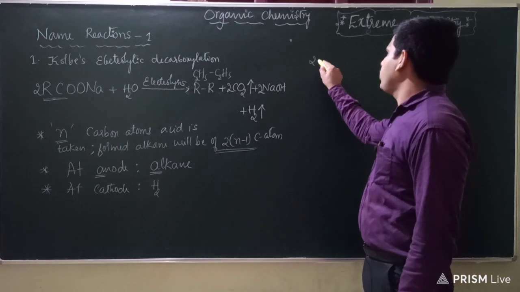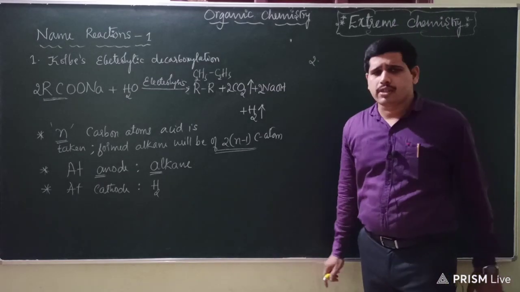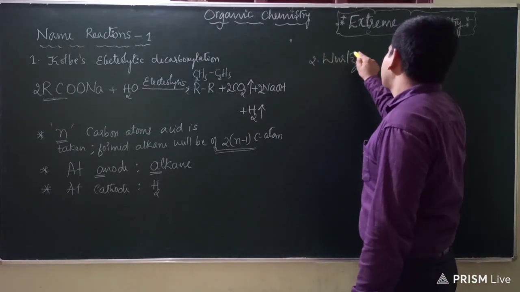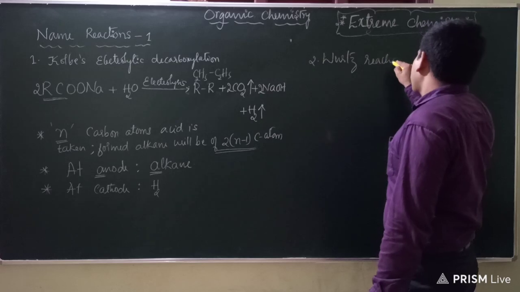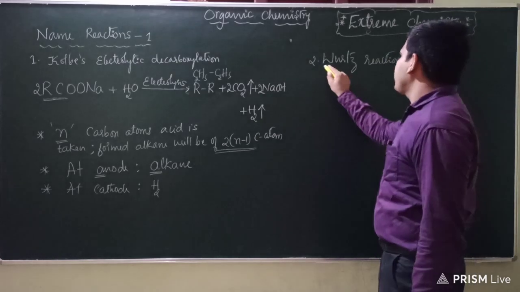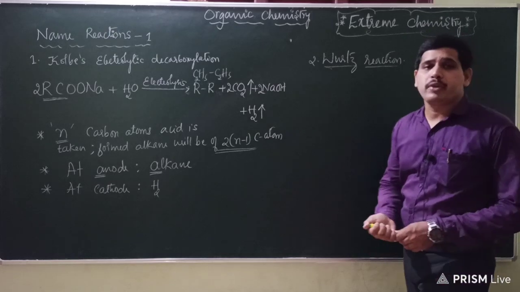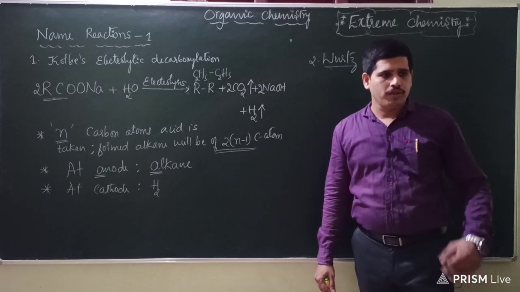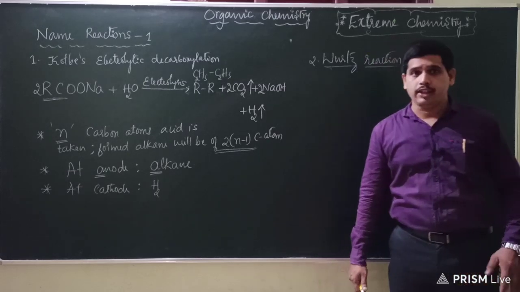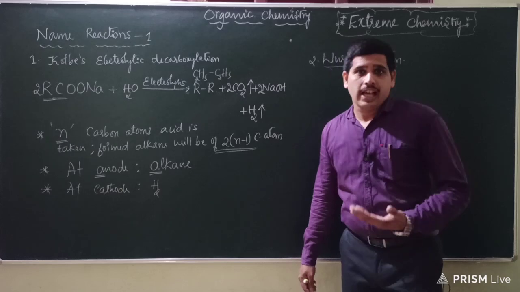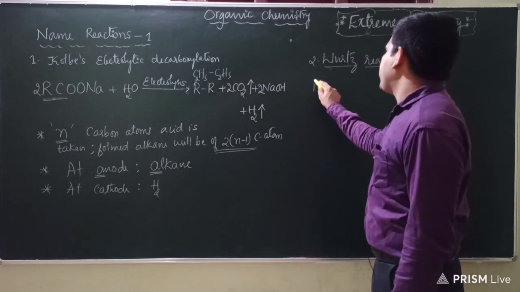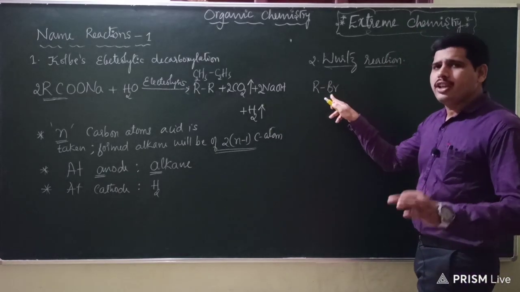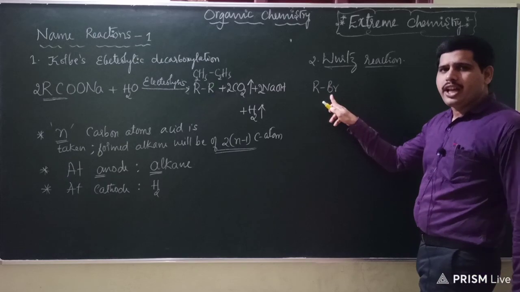Let us move on to the second one, which is also very important, and the name of the reaction is Wood's reaction. This reaction is all about the preparation of again an alkane from alkyl halide. If you want to prepare an alkane from alkyl halide, what are alkyl halides? These are also known as haloalkanes. Let me write one of the haloalkanes as RBr, or generally I can take RX. X stands for halogen. Is that okay?